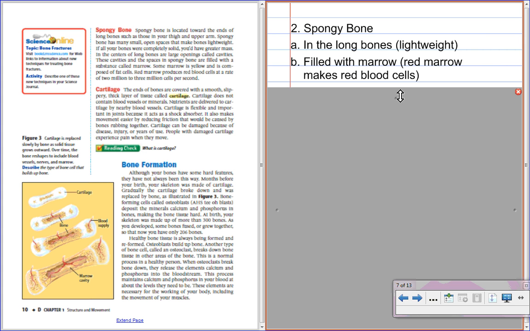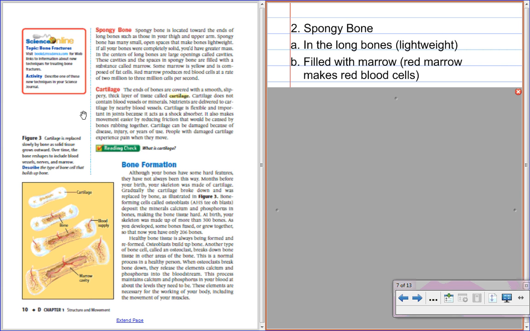All right, so cartilage. The ends of bones are covered with a smooth, slippery, thick layer of tissue called cartilage. Cartilage does not contain blood vessels or minerals. Nutrients are delivered to cartilage by nearby blood vessels.